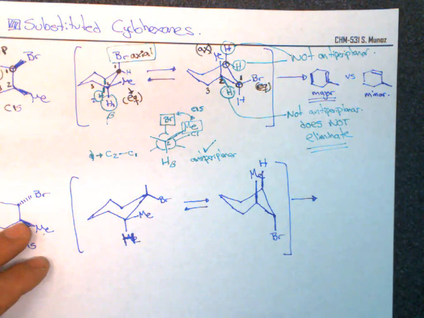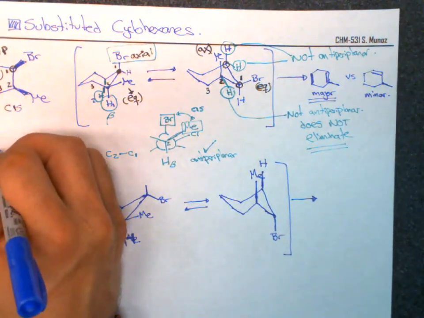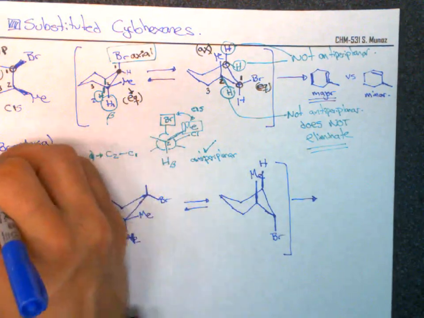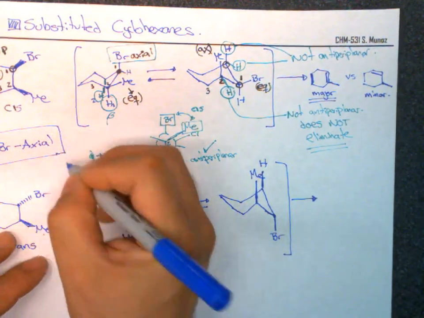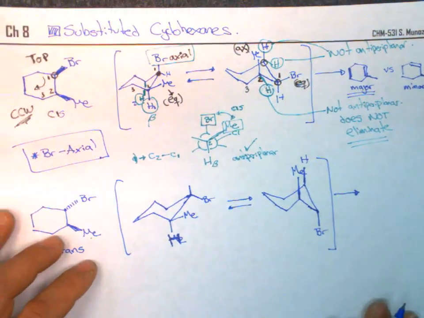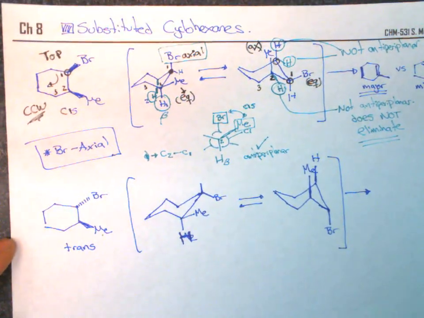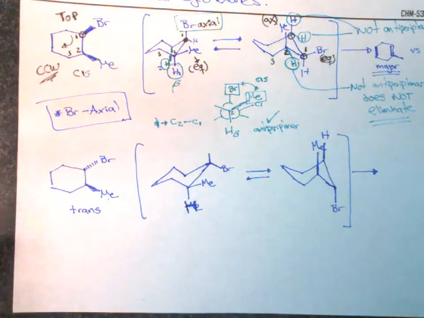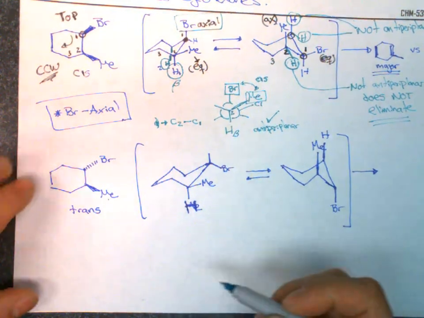But in all cases, the bromine atom has to be axial. And only then you look for anti-periplanar hydrogen atoms. Now let's look at the other example where we have the trans stereoisomer.